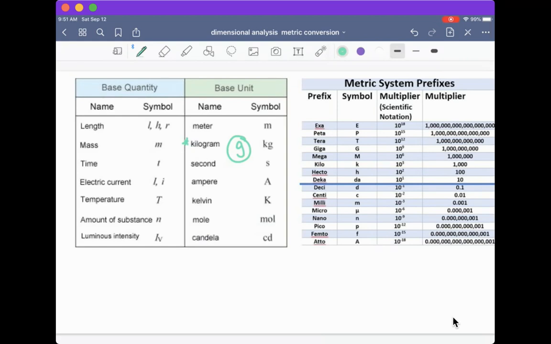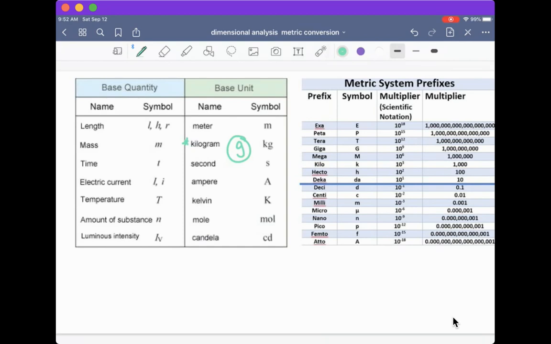Time is in seconds. Electrical current is called the ampere, the big A. You might remember that in physical science when you work with circuits. Temperature in chemistry is the Kelvin. The amount of substance, so how much of something is in something else, we call the mole. And we have a whole special unit on the mole, so we'll get into that way later. And then luminous intensity is called the candela, like how bright or dim a light is.